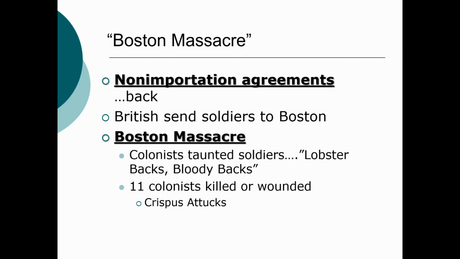11 colonists will be killed or wounded, including Crispus Attucks. He was one of the ringleaders in the Sons of Liberty. He was of Native American and African descent, and he'll be the first person killed. This is considered one of the big precursors to the American Revolution.